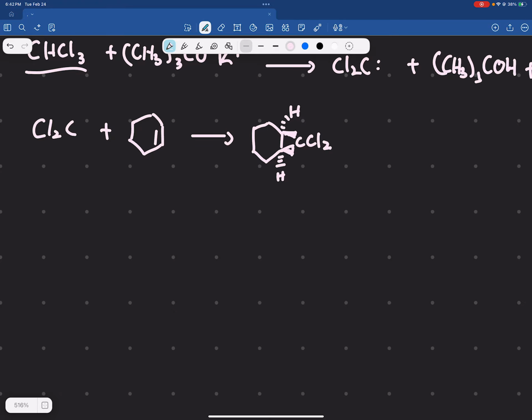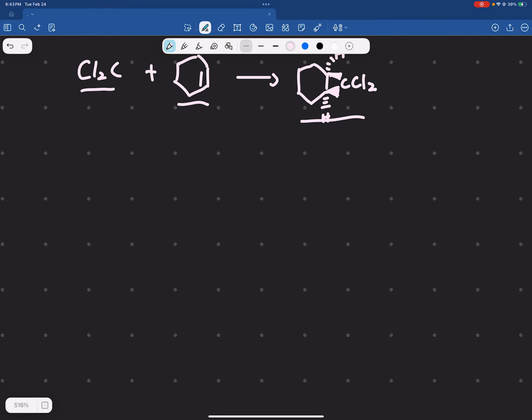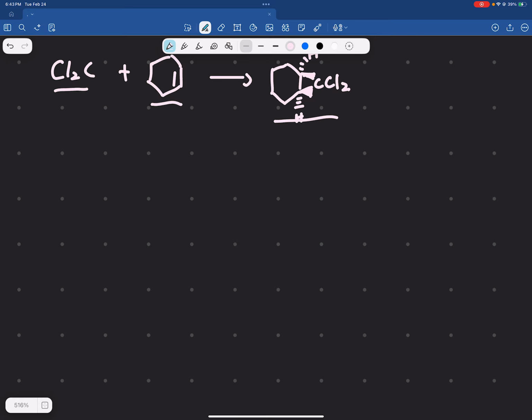The addition of a dihalocarbene, so dichlorocarbene in this case, to an alkene will always show syn stereoselectivity, so it will always be like that. The reaction of a cis or trans alkene with a dihalocarbene gives you only a cis or trans dihalocyclopropane respectively. So this is syn selective.